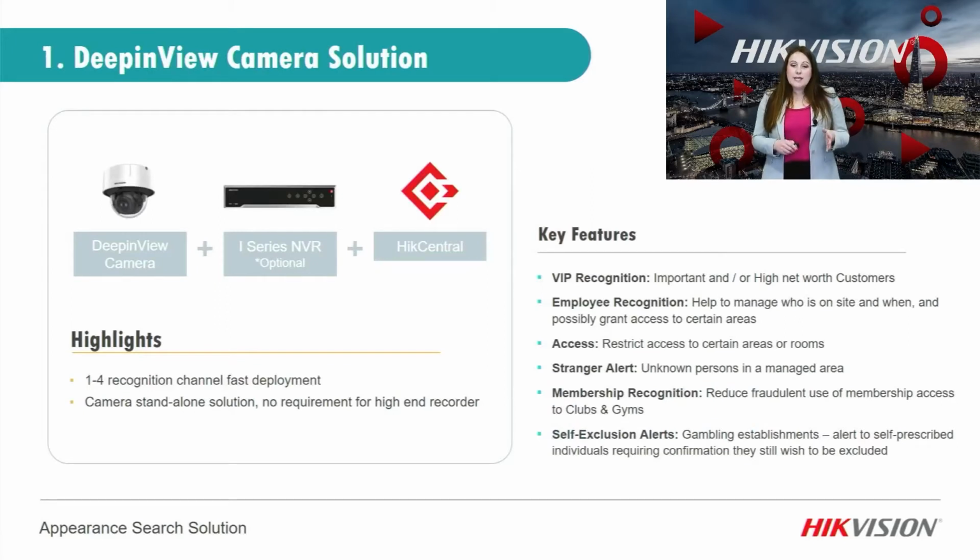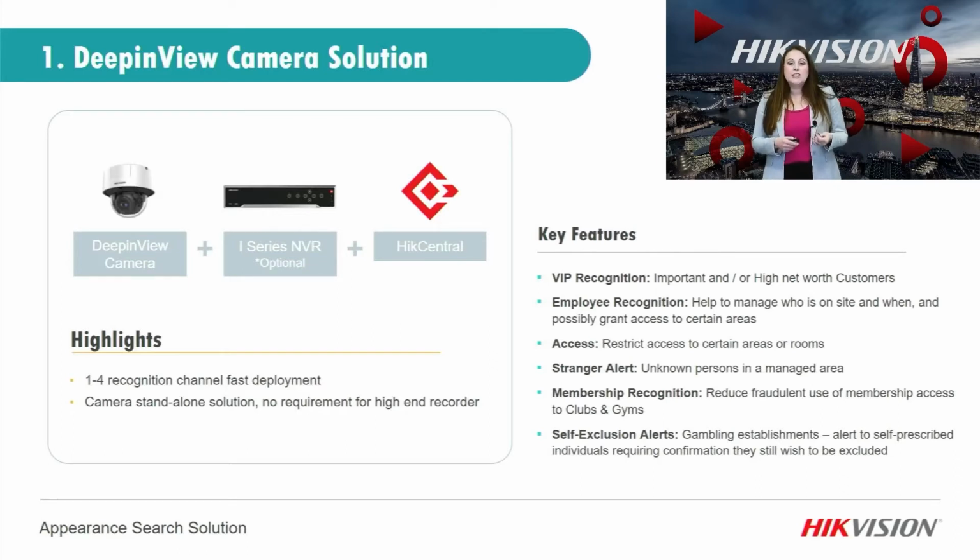Now, there are different ways to set up appearance search within our product range depending on your install scenario. So the first one I'm going to talk through is for a single door. This is a standalone solution, and this is using one of our deep in view 7-line cameras with our HikCentral VMS. It's worth noting you can add an iSeries MVR for storage, but on this solution you don't have to. So in this scenario, you'd use your deep in view camera to do facial recognition, and then you'd search various appearance parameters on the HikCentral platform.